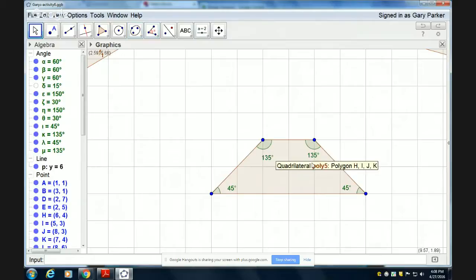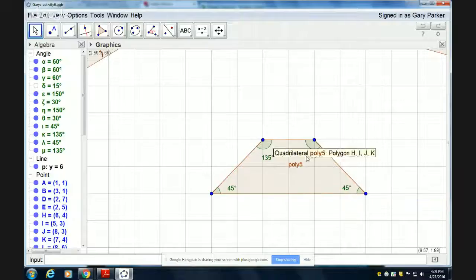Okay. So something that's going to come out of this part is if we add up these angles here, 135 and 135 is what, 270? 45 and 45 is 90, and if we add all that up, it adds up to 360 degrees.